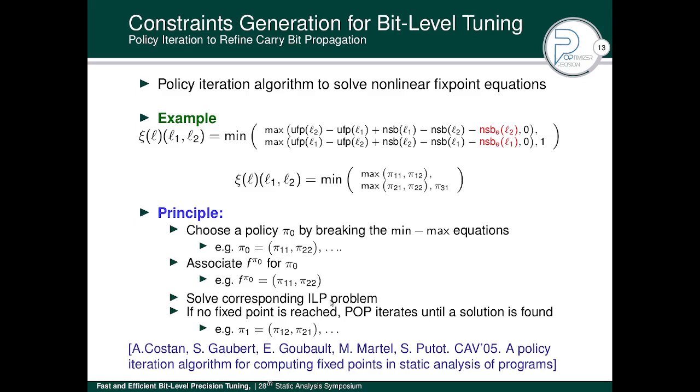So, if a fixed point is reached, then the algorithm terminates. Otherwise, POP iterates with a new policy. And we need to know that the number of policies is bounded by the number of iterations.